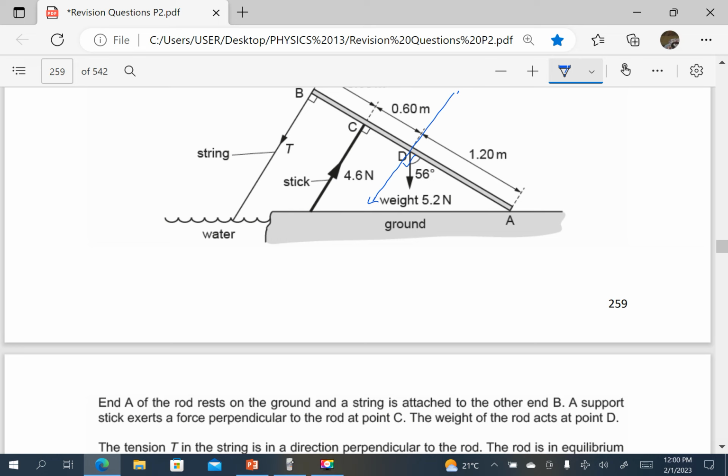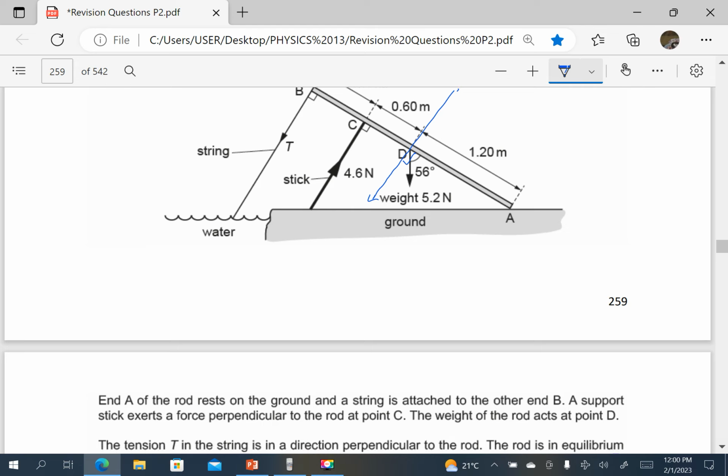So if it makes 90 degrees with the rod and the angle between the weight and the rod is 56, it means resolving using 56 to our line that we have drawn will actually be sine. Alternatively, we could find the angle between our new perpendicular line and the weight. In that case, we would use cos.